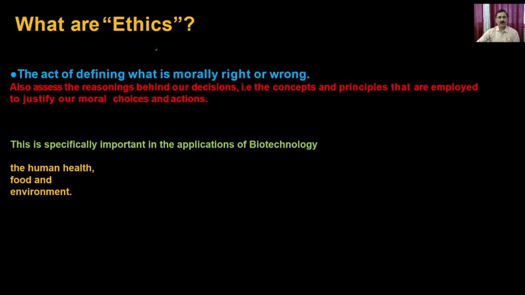Ethics is the act of defining what is morally right or wrong, which means whether you will be allowed to develop transgenic plants or animals or any other such products using biotechnology. What is correct and what is wrong depends on several aspects and parameters, and that's why ethics is very relative. What is right for me may not be right for you, and that's why there is always a discussion about what is right and what is wrong.